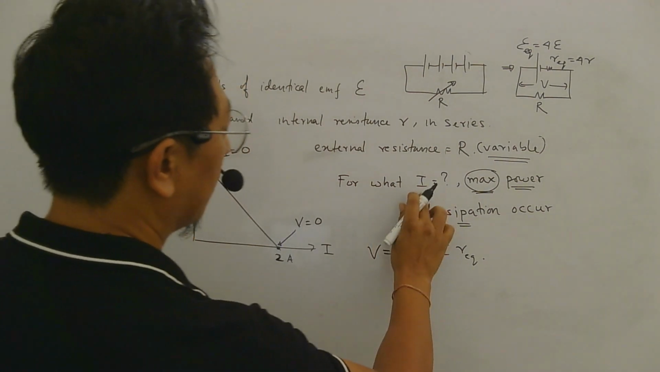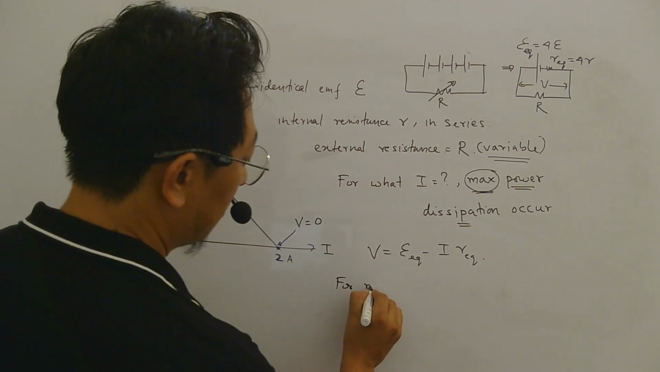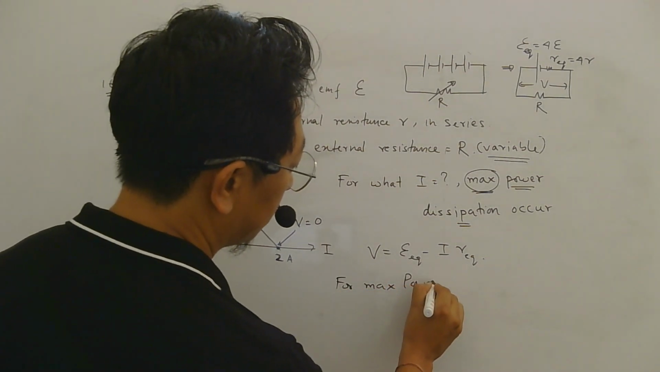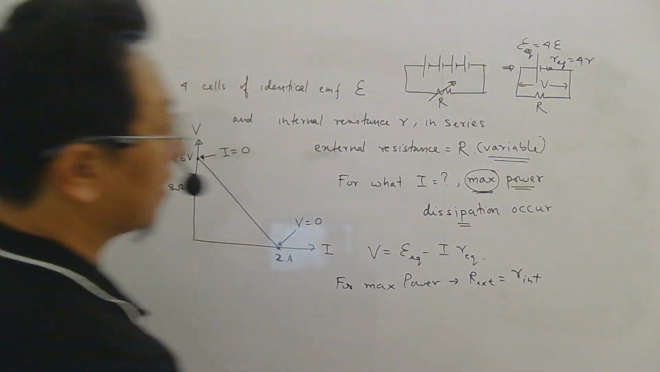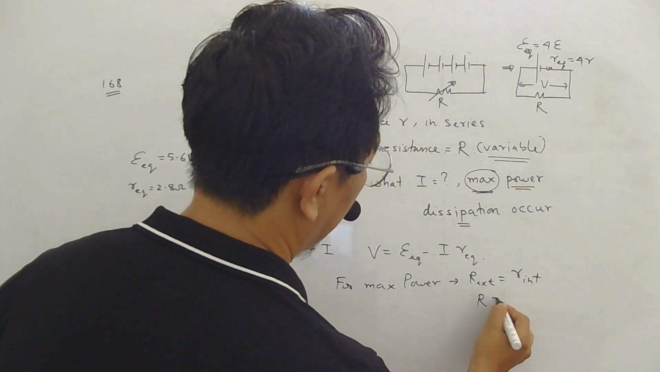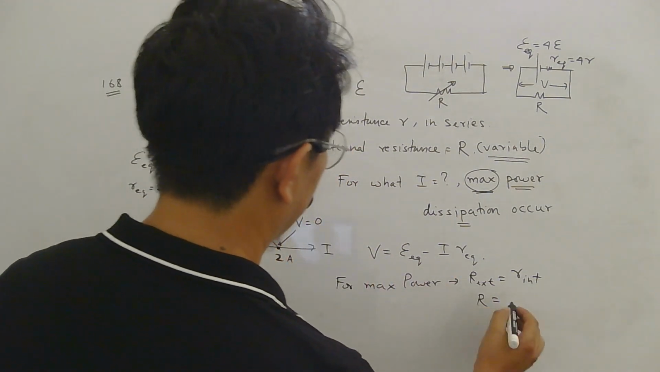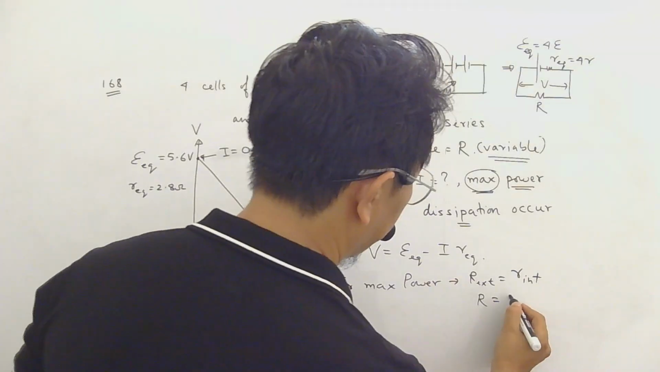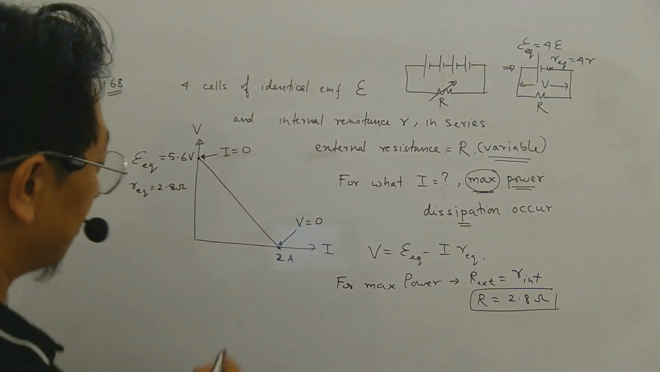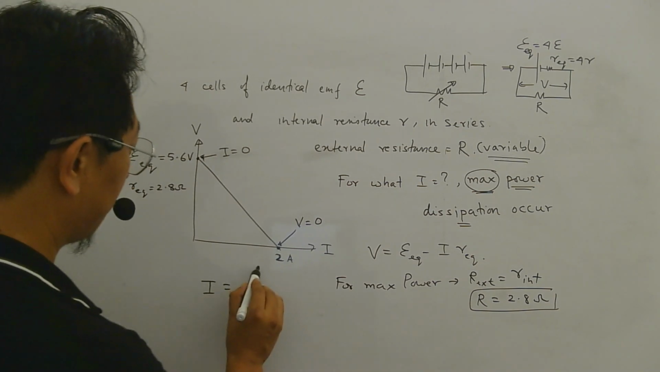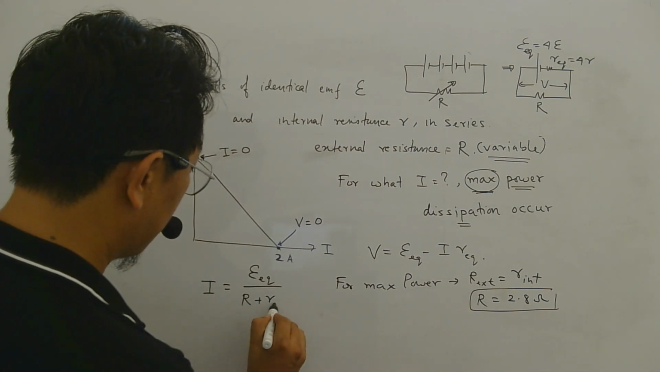Remember, they want the current when power dissipated is maximum. Now for maximum power, we know R external should be equal to R internal. R external is capital R, isn't it? And R internal is how much? R internal is R equivalent is 2.8. So R external should be also 2.8. So now current will be what at that time? E equivalent divided by external resistance plus R equivalent.